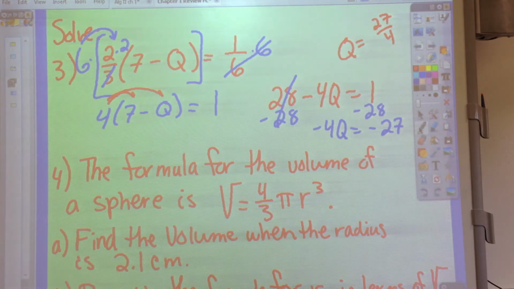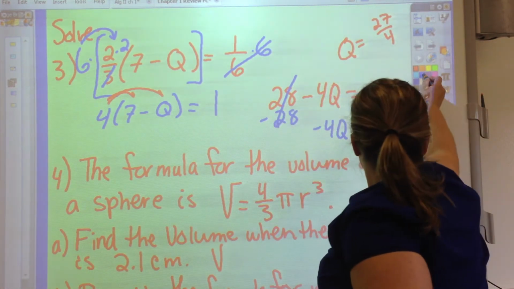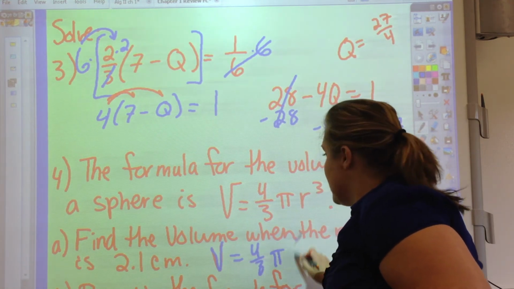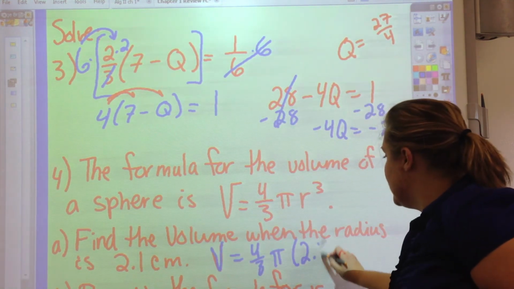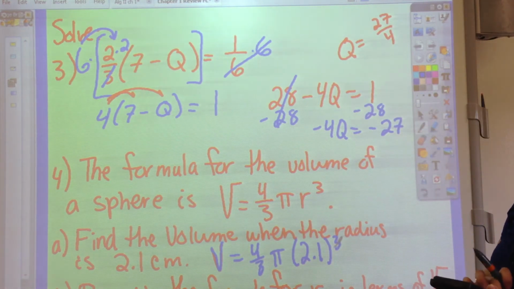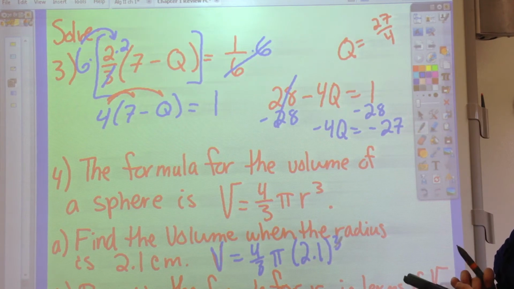All right, let's move on to number 4. If I have the formula for volume of a sphere, and I want to find the volume when I know the radius, I am simply going to plug in the value I'm given for the radius. I'm given 2.1 as my radius, so I'm going to cube that value on my calculator. And then I'm going to multiply by pi. And then I'm going to multiply by 4/3. Go ahead and follow along with my calculator.